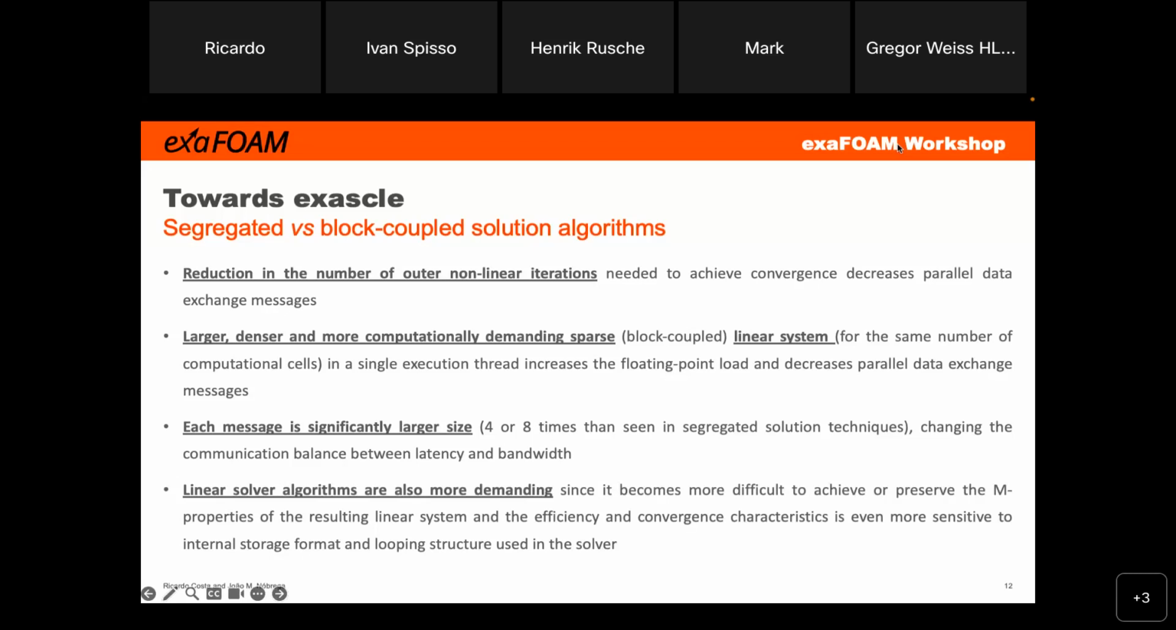And from the numerical point of view, from the linear solvers point of view, it can also be challenging, because it's more difficult to preserve the M-matrix properties of this matrix, and therefore I can have some deterioration of efficiency or convergence, especially if I have a complex problem. But all these issues are what we want to analyze in the exaFOAM project.